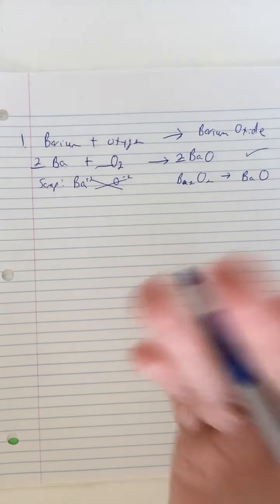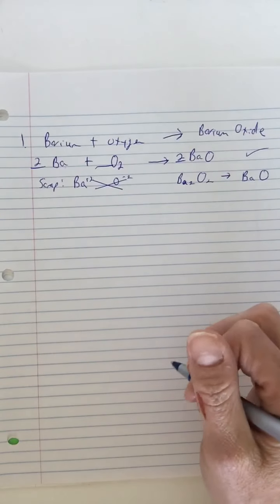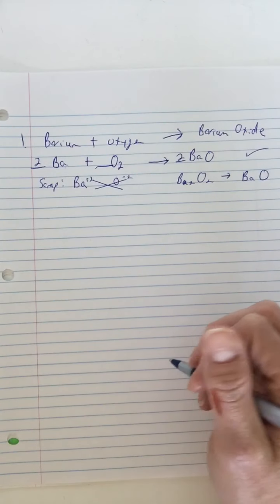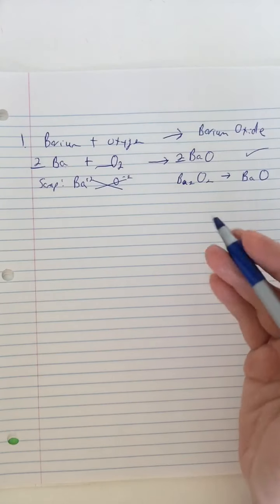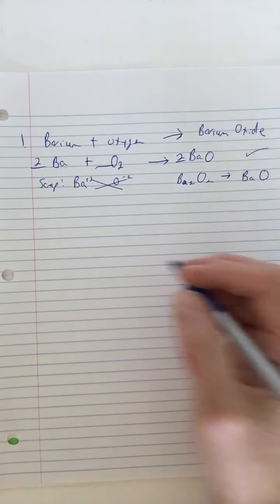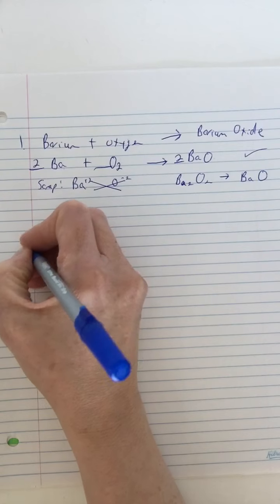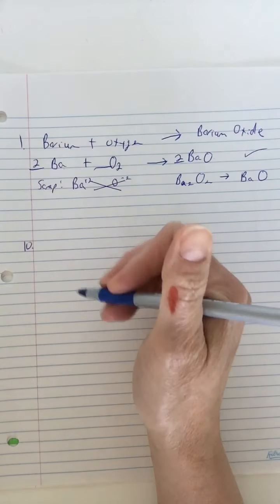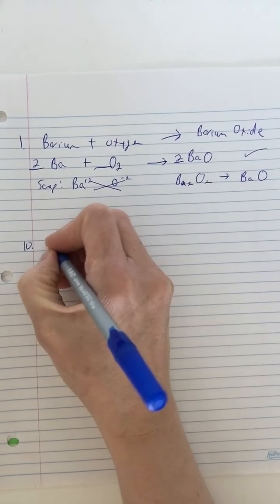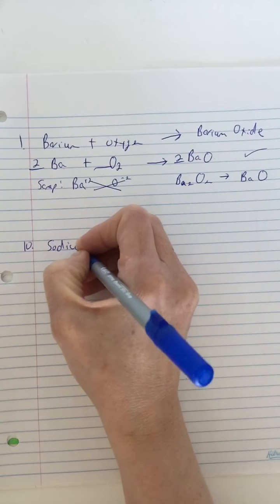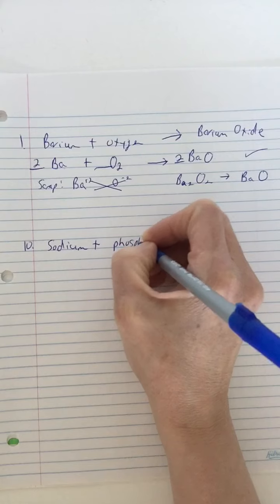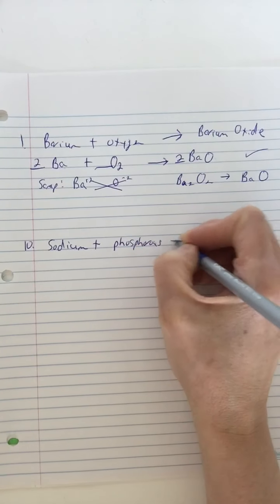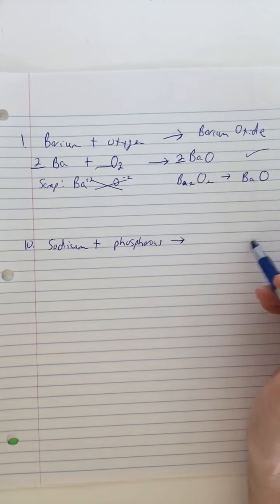Let's look. These all seem to be synthesis on the first page, and the second page seems to be decomposition. So I'll do 2 synthesis and 2 decomposition. So number 10 I'll do, just because further down the page they maybe get a little harder. So sodium plus phosphorus yields what? This is what we have to figure out.